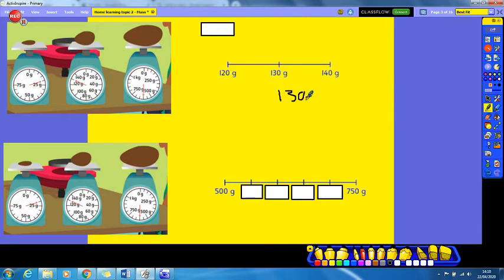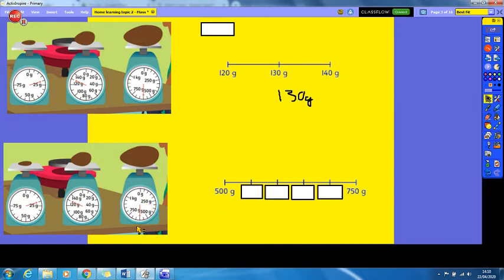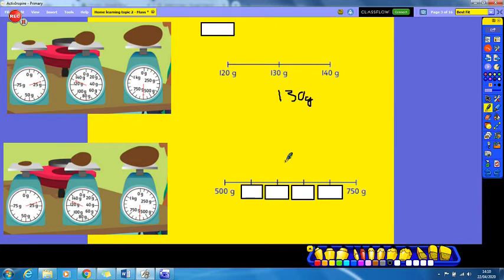First potato weighed 25, second potato weighed 130 grams. And then finally, we're going to look at the biggest potato. Now this one is the second mark after 500 grams. So it is this point here.